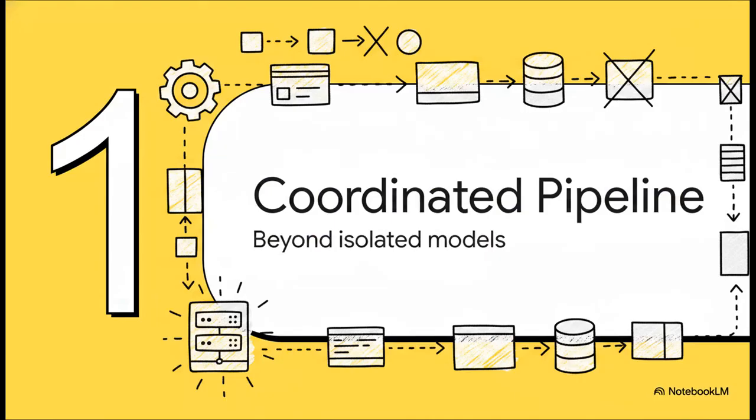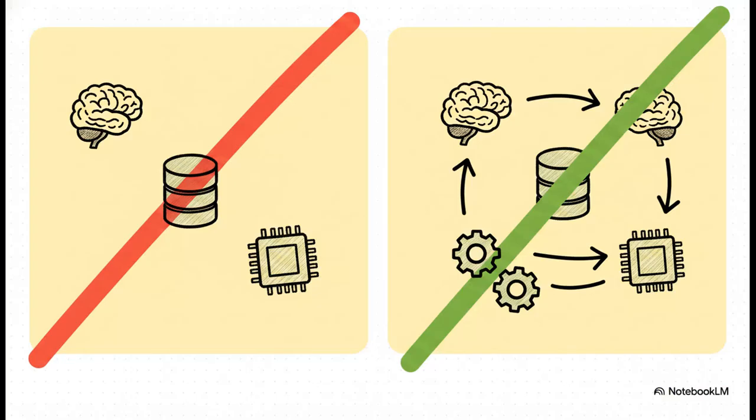Okay, kicking things off with Section 1, RAG is a coordinated pipeline, moving beyond isolated models. Look, we've got to shift our paradigm right off the bat here. The biggest myth new developers tend to believe is that building a RAG system is just about having a really great embedding model, or standing up a blazing fast vector DB, or just calling a massive LLM in a single-step, one-shot request. But let's be real.